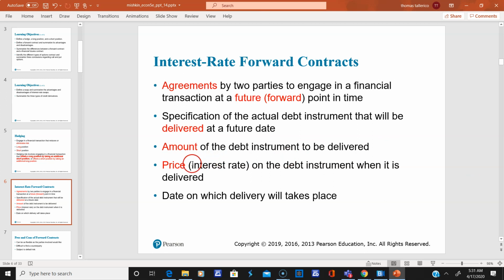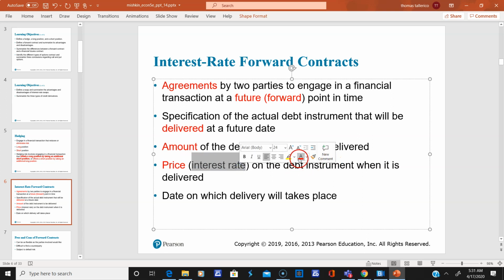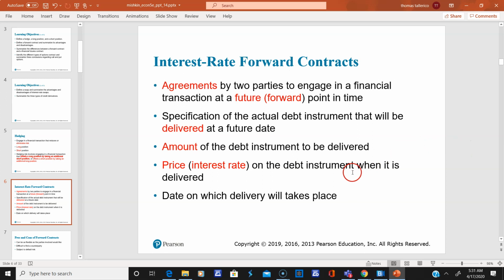And in this case, we're talking about interest rate forward contracts, but there are forward contracts written on many different types of things, right? So basically, this could be currency too, right? And the date on which delivery will take place, and of course the date, right? So all the features are called out in the contract.